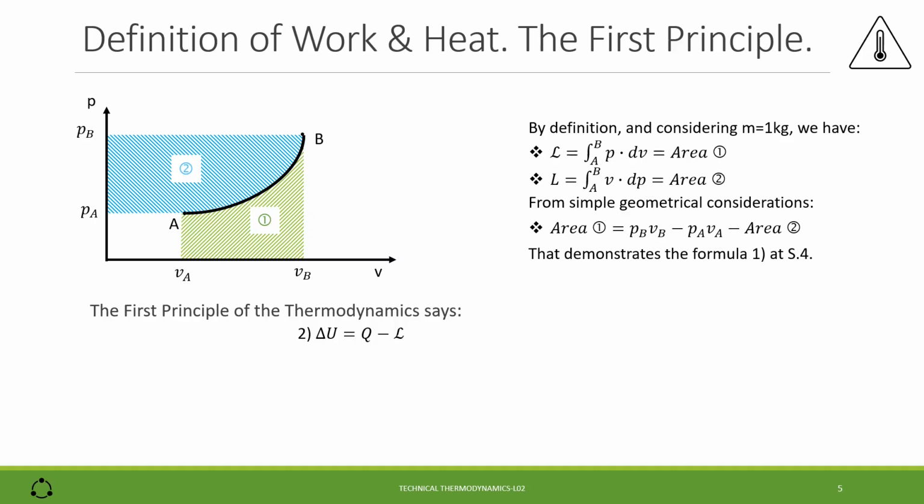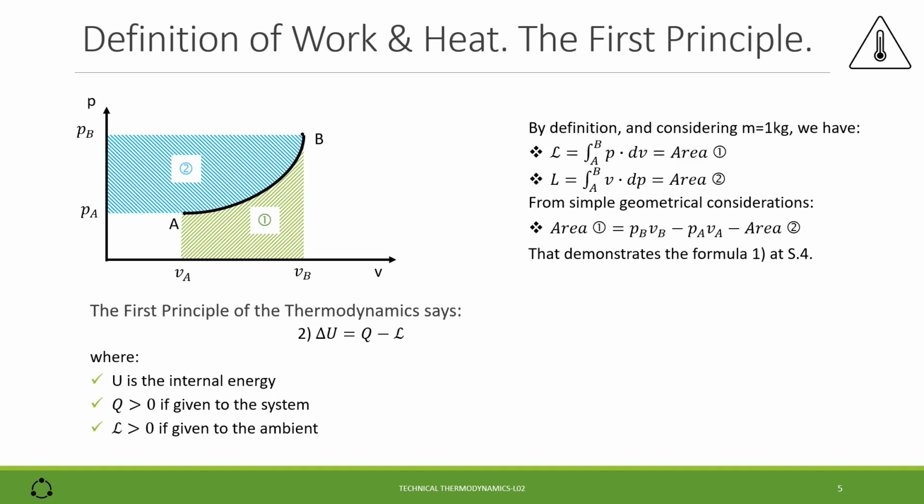The statement of the first principle of thermodynamics is delta U equals capital Q minus capital L, where U is the internal energy, capital Q is the heat, positive if given to the system, and capital L is the thermodynamic work, positive if given to the ambient. This relationship is valid between two states of any transformation.